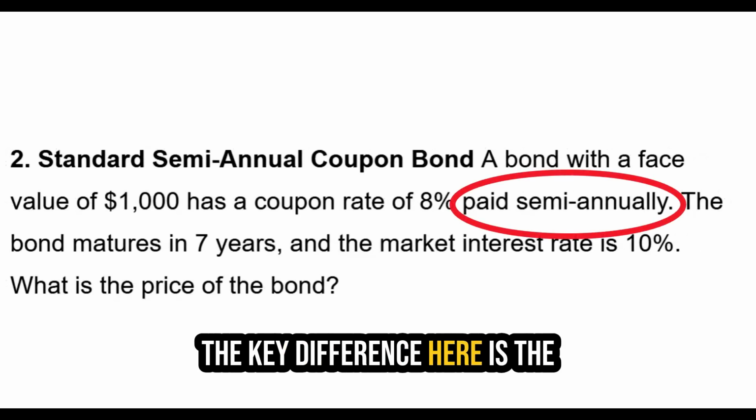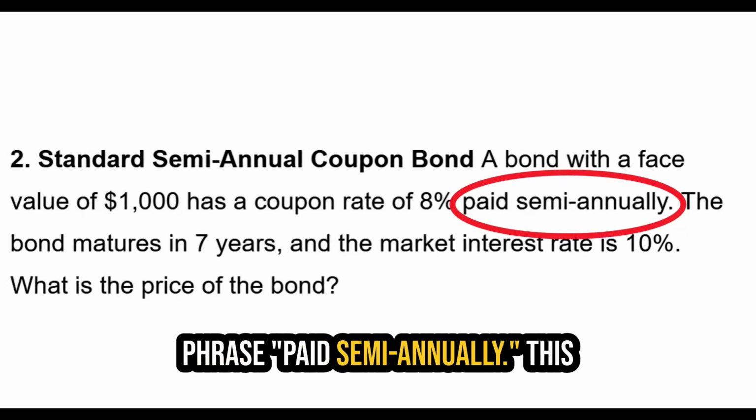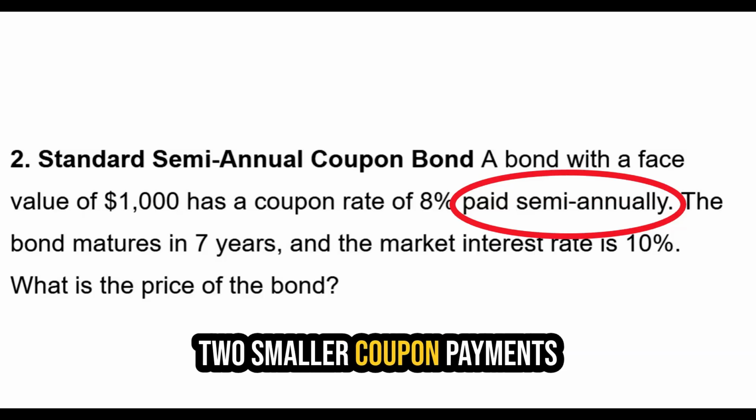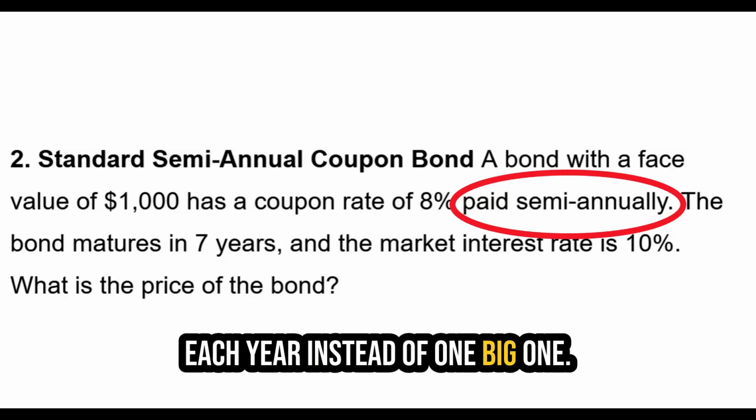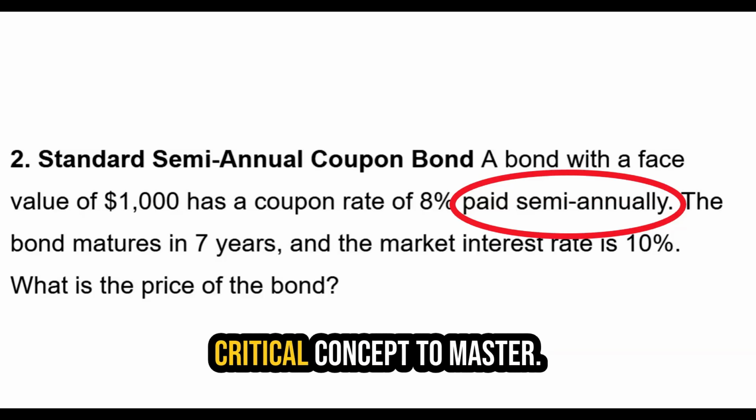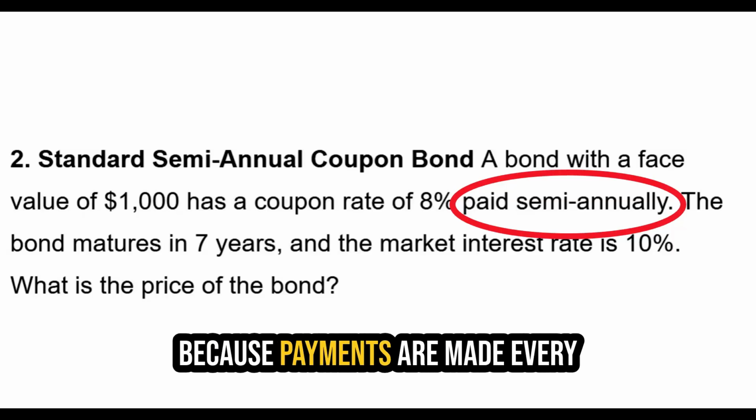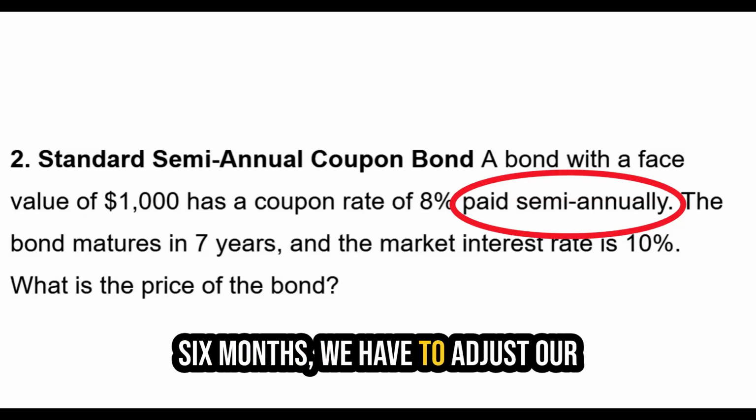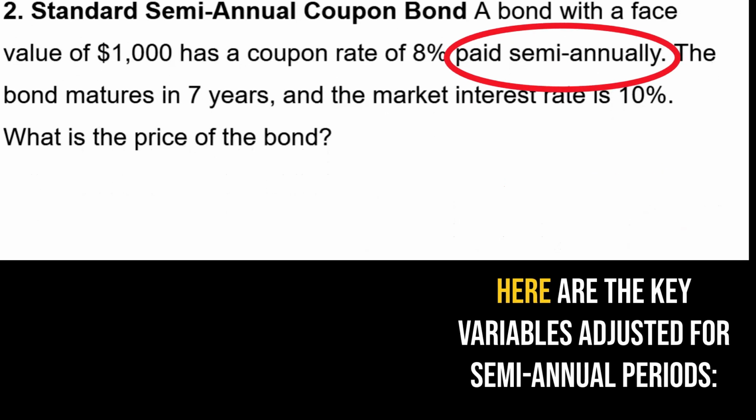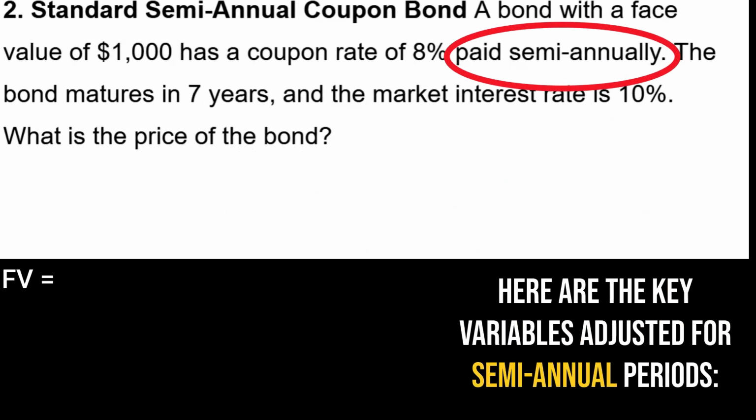The key difference here is the phrase paid semi-annually. This means the bondholder receives 2 smaller coupon payments each year instead of 1 big one. This changes how we set up our calculation, and it's a critical concept to master. Because payments are made every 6 months, we have to adjust our inputs to a semi-annual basis. Everything must be consistent. Here are the key variables adjusted for semi-annual periods.